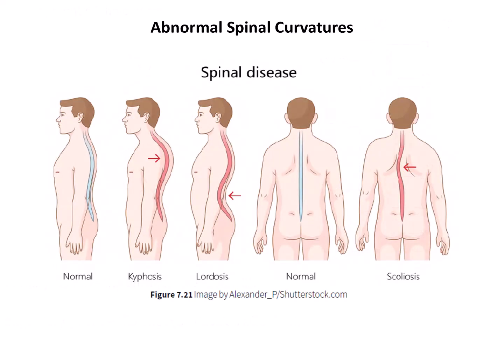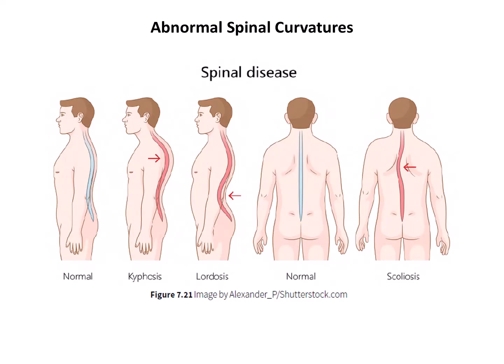There are 3 abnormal spinal curvatures: kyphosis, lordosis, and scoliosis. Scoliosis is an abnormal lateral curvature of the spine. Kyphosis is an exaggeration of the thoracic curve, and lordosis is an exaggeration of a lumbar curve.